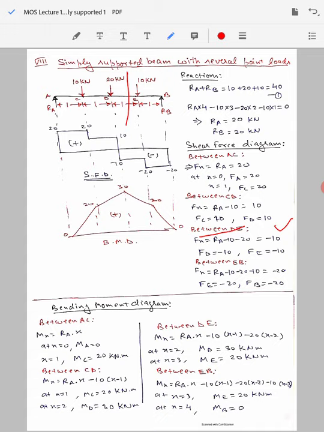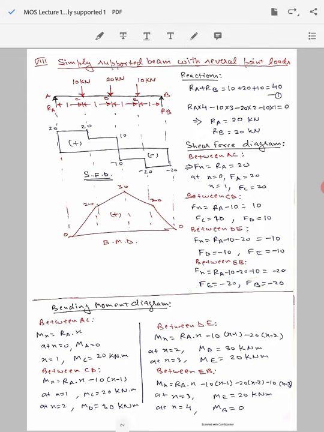Then for the segment EB, you assume the beam to be cut at any point between E and B, and then there are three forces in the downward direction, and one force RA in the upward direction. So the equation will be RA minus 10, minus 20, minus 10, so that gives you minus 20 kilonewton. At E and B both, the value of shear force will be minus 20 kilonewton.